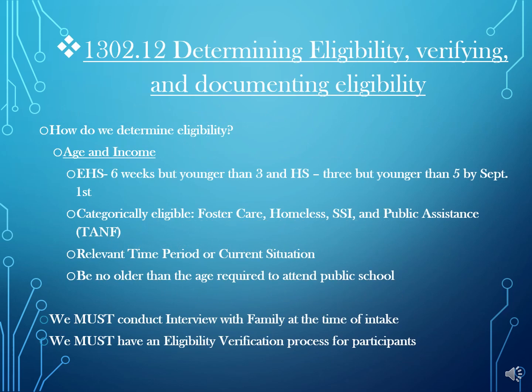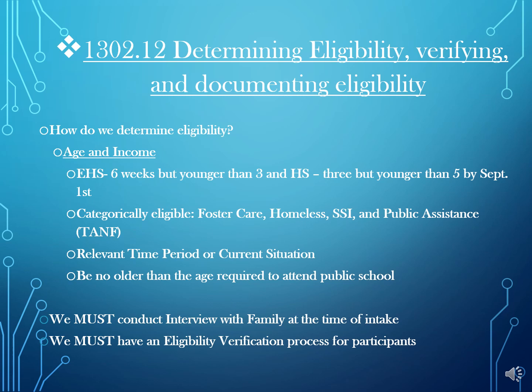So 1302.12, determining eligibility, verifying and documenting eligibility. We ask the question, how do we determine eligibility? As I said earlier, it's according to the child's age and the income of the family. For Early Head Start, they can be 6 weeks of age to go into the program, but younger than 3. For Head Start, 3 but younger than 5 by September the 1st. So anyone who turns 5 after September the 1st still qualifies for the program because they will not meet the cutoff age to go to kindergarten.